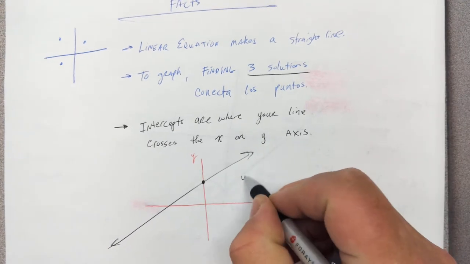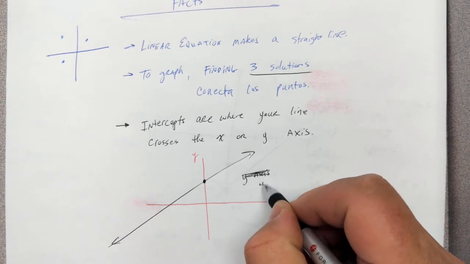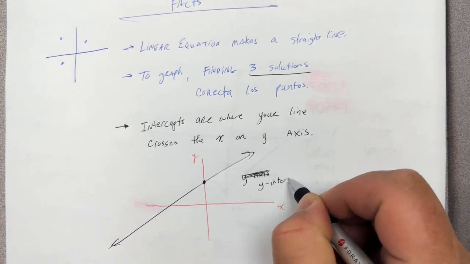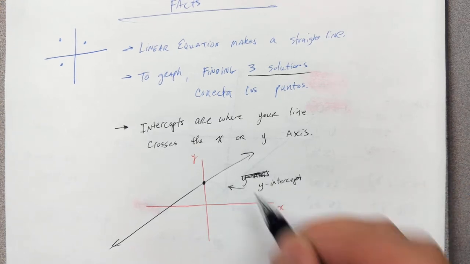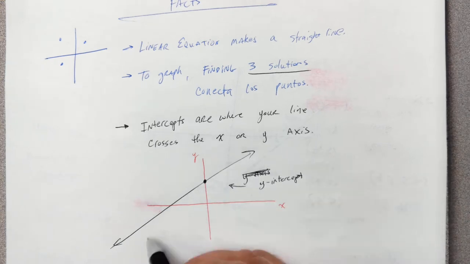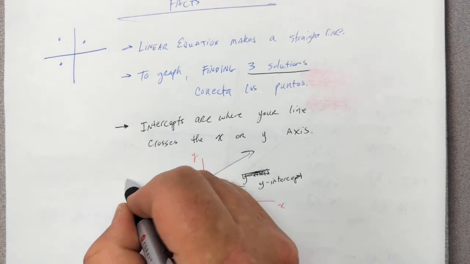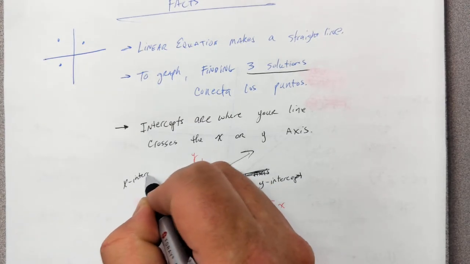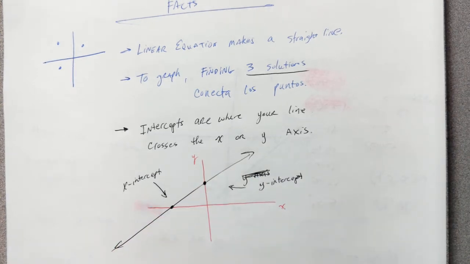This one right here is called the y-intercept, because that's where this line crosses the y-axis. And that makes this one right here the x-intercept. Are we good with that?